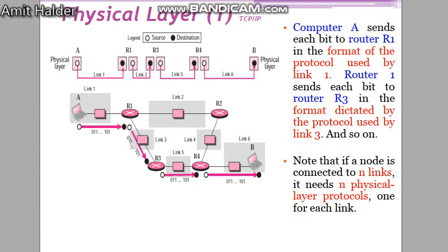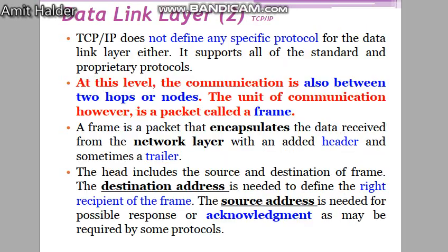So the computer sends each bit to router 1, R1, in the format of the protocol used by link 1. So there is a format that has been used by link 1. Router 1 sends each bit to router 3, and it will also send the same format dictated by the protocol used by link 3. And if a node is connected to n number of links, it needs n physical layer protocols. So for each of the links they go through, each physical layer will pass them.